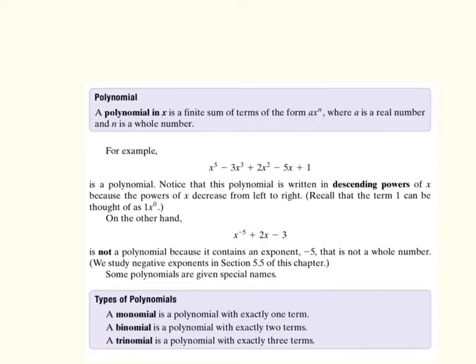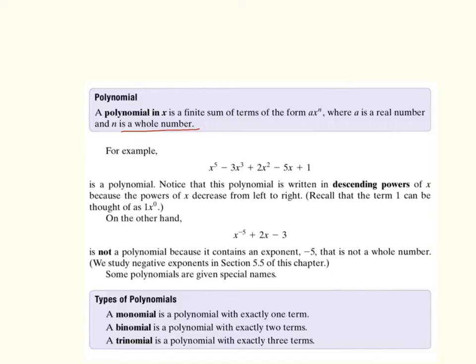Well, a in this example here is the coefficient of a term. A is the coefficient, and n is the exponent. And all it's saying here is that the n has to be a positive number or 0. N is a whole number, so it cannot be negative. So anytime you have an expression with negative exponents in it, it cannot be called a polynomial.